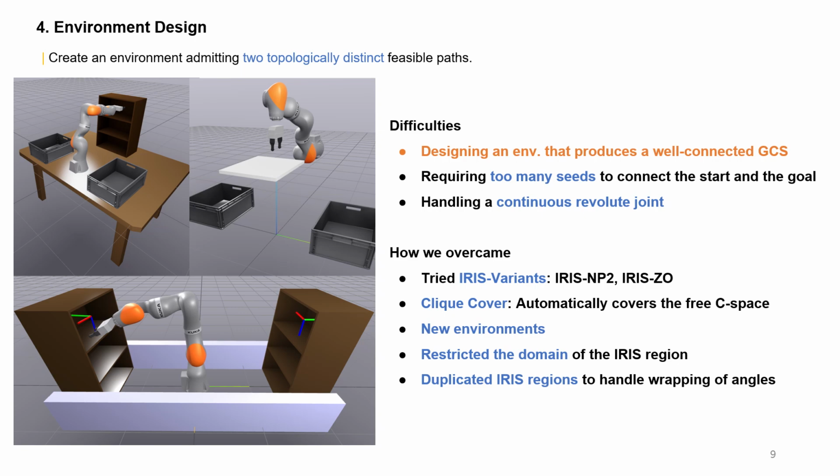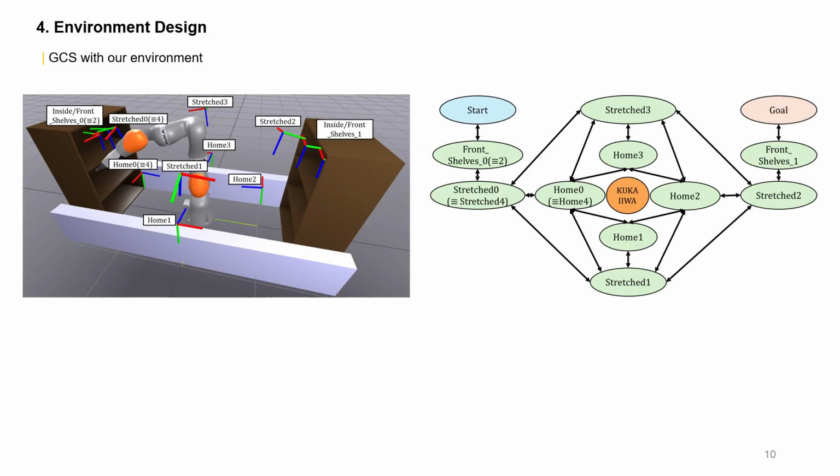Difficulties we encountered include achieving sufficient connectivity in the graph of convex sets, as well as handling a continuous revolute joint at the base of the manipulator. We overcame these difficulties by experimenting with different variants of IRIS and reconfiguring the objects in our environment. The final environment we converged on had one KUKA IIWA manipulator placed in between two shelves. Additionally, we had a short wall on each side and a ceiling which is not shown for ease of visualization.